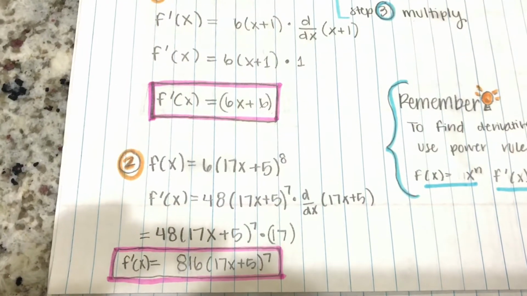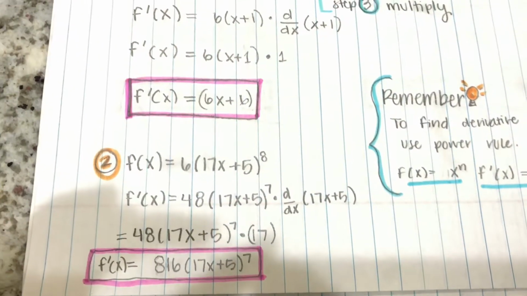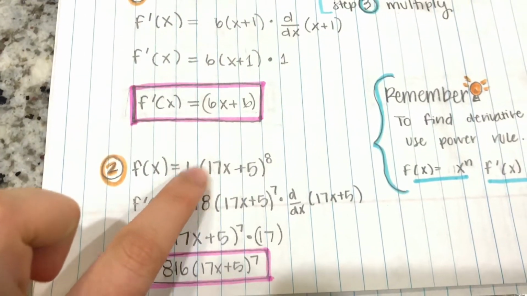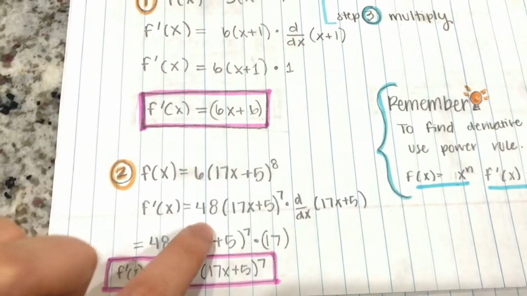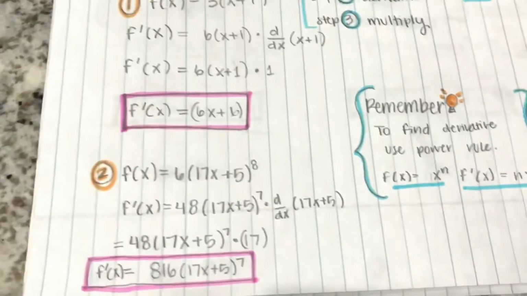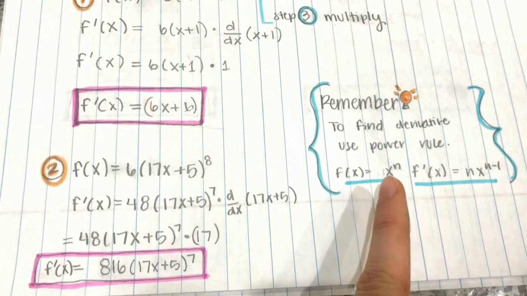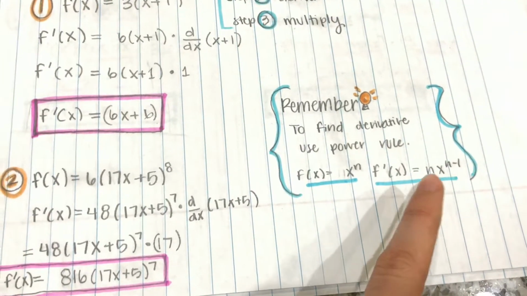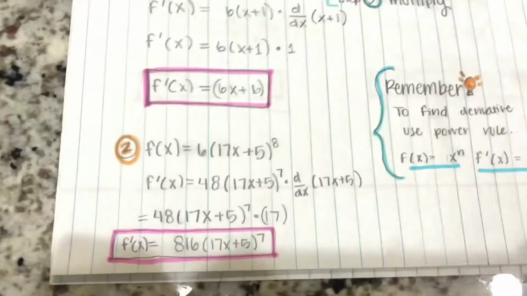Next example, we have f of x equals 6 times (17x plus 5) to the 8th power. Remember, step 1 is to find the derivative of the outside function. Our outside function is 6u to the 8th, and we keep our inside term the same. The derivative of the outside term is 8 times 6, which is 48, times u to the 8 minus 1, which is 7, just using the power rule. Remember, the power rule: if f of x equals x to the n, then f prime of x equals n times x to the power of n minus 1.